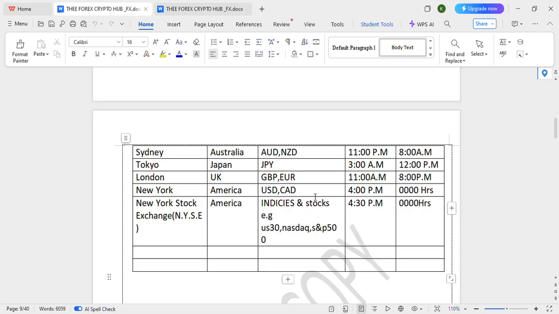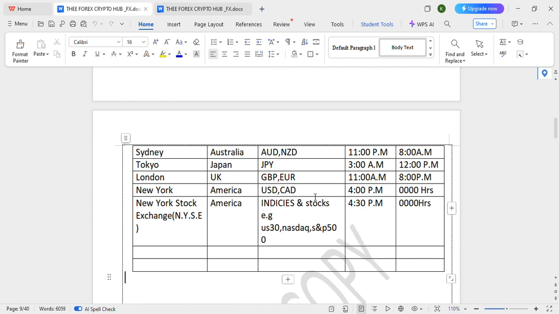And the second one is now the New York session. The New York session is in America, and the pairs you can best trade there are USD related pairs, whether the dollar is a base or a quote, and Canadian dollar pairs, whether it's a base or a quote. That is now the card.